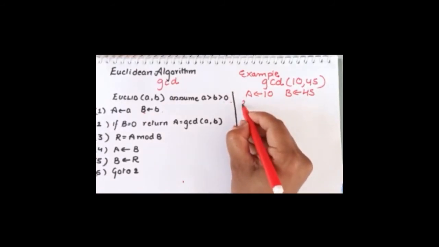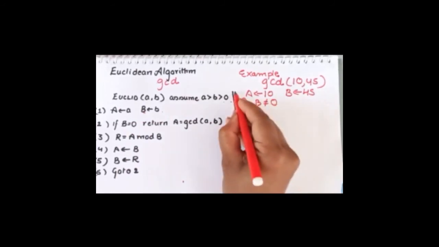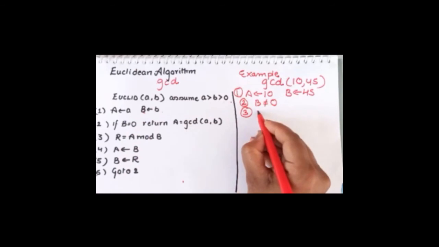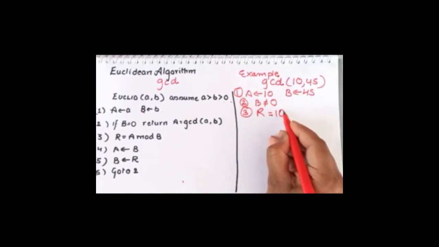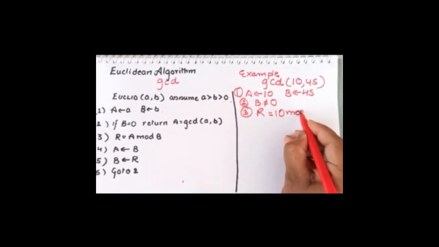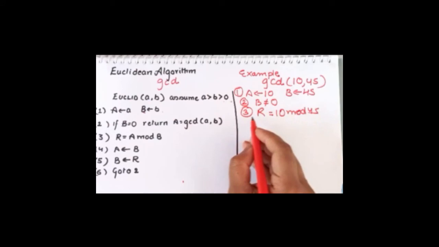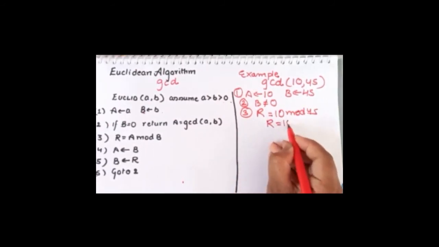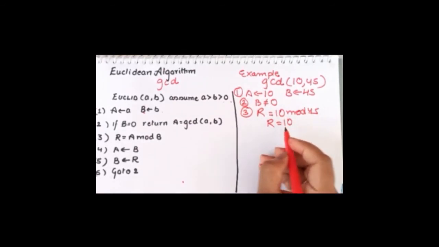After this, for step 2, I find out my value for B is not equal to 0. I'll be moving to step 3. Now step 3 says R is equal to A mod B, which is 10 mod 45, right? Now 10 mod 45, what is the value? That is 10 itself, right? When you divide 10 by 45, you get remainder as 10 itself.